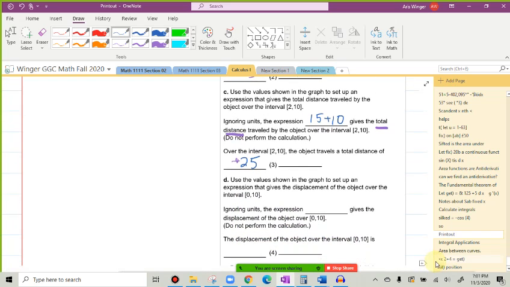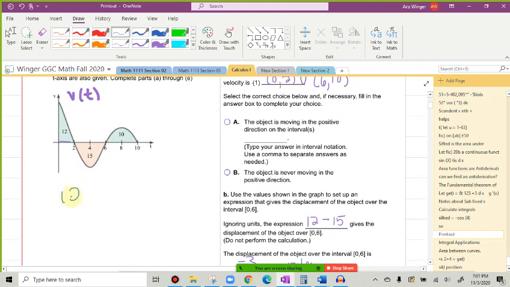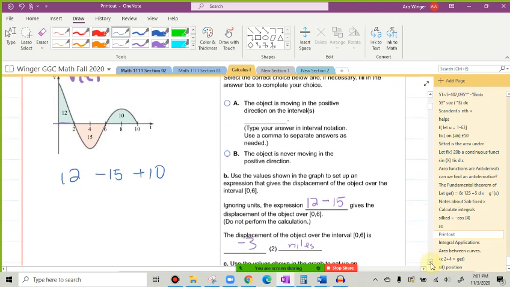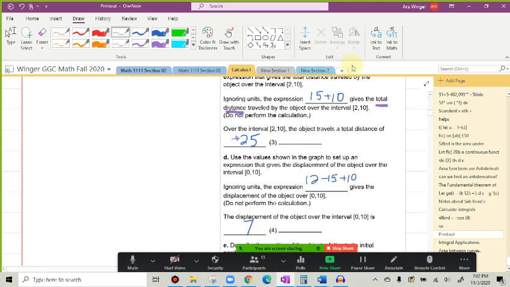Use the value shown in the graph to set up an expression that gives the displacement of the object over the interval 0 to 10. Over the whole interval, I have some plus 12, some minus 15, and a plus 10. The displacement is, just add that up, 7. So that person is 7, I believe it's miles, away from where they started.